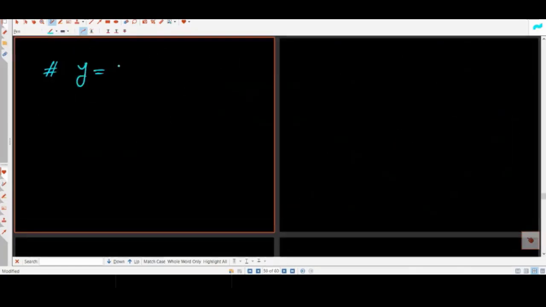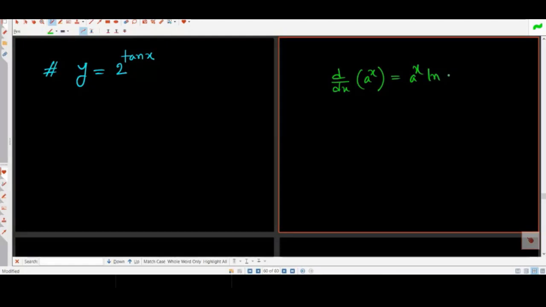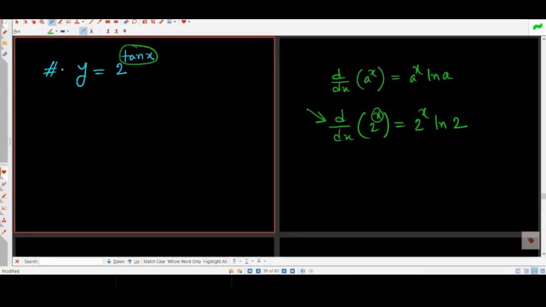Let's say we have y equals 2 to the power tan x. We know that d/dx of a^x is a^x ln a. So by this, d/dx of 2^x will be 2^x ln 2. So we know this formula. But in the main formula, we have x. But here, what do we see? We have tan x. So let's consider it as a big X. So dy/dx will be d/dx of 2^(tan x). So we are considering tan x as a single x so that we can apply this formula.